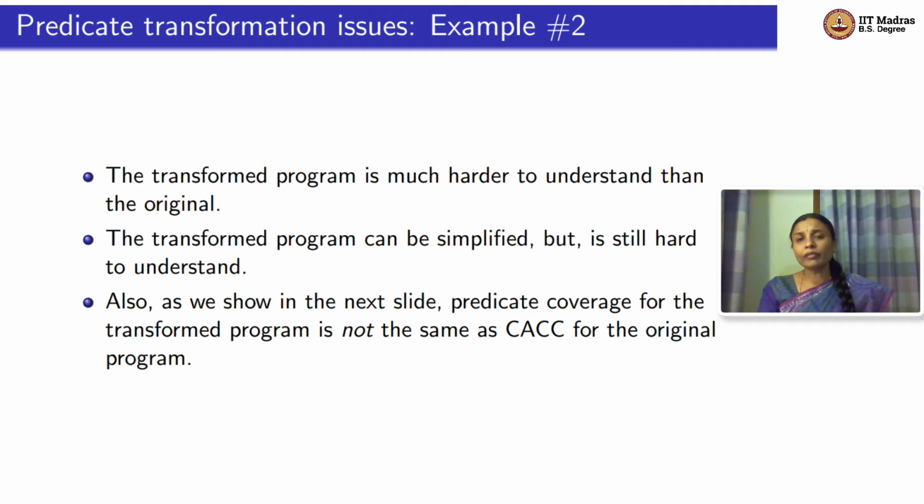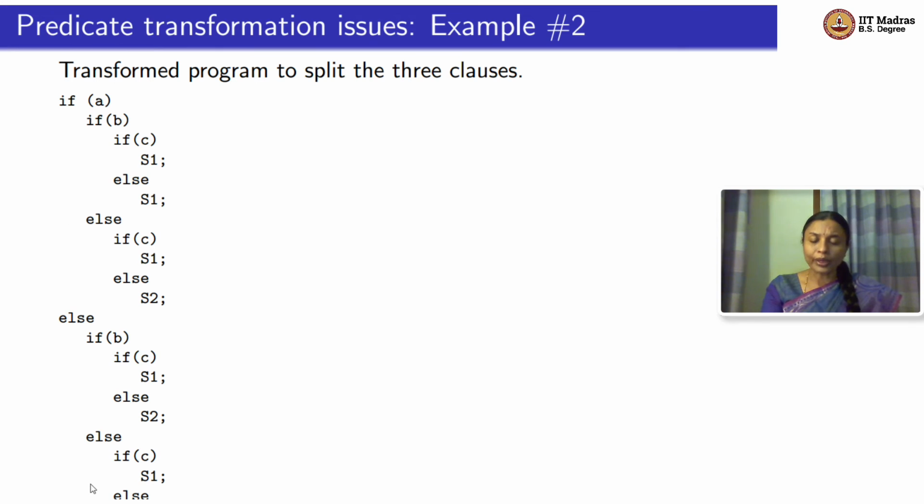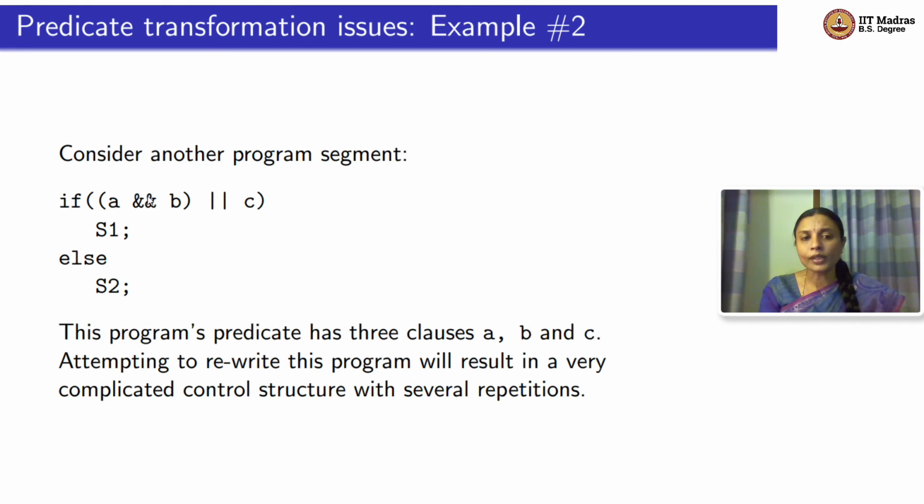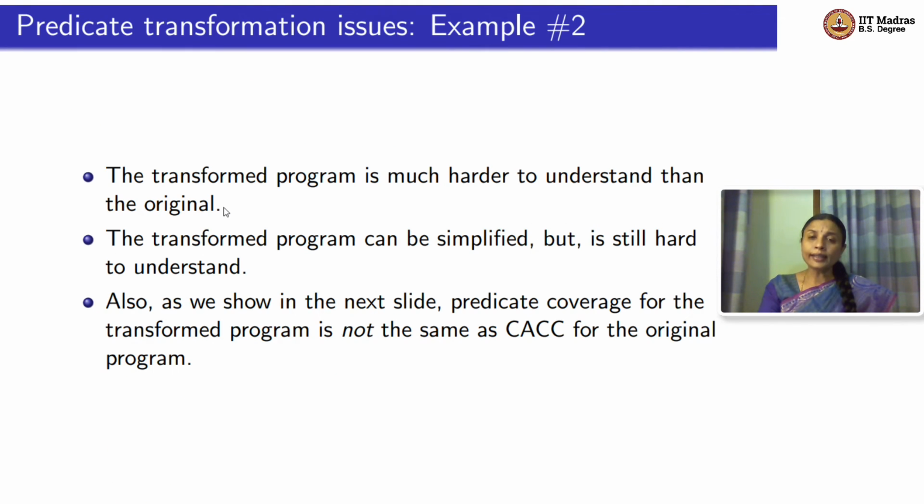And the same problem that we had for the earlier example holds here also. Predicate coverage on this transform program is not going to be the same as correlated active clause coverage on the original program. So if you're trying to do it because you're finding ACC criteria difficult to meet, the recommendation is don't do that, because ACC criteria, even if they are difficult to work out, are easier to satisfy, and the transform program is more difficult to get, and ACC criteria on the original program don't match predicate coverage on the transform program.